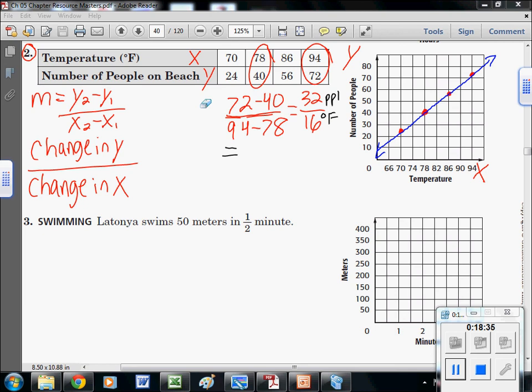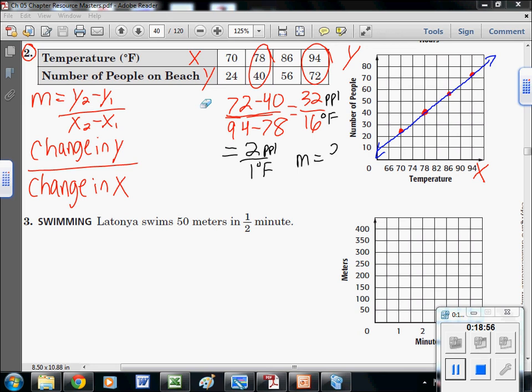So let's simplify that. 32 over 16 simplifies. 16 goes into both, so that turns into 2 over 1. So 2 people for every 1 degree Fahrenheit. So that's actually our rate. That's our constant rate of change we learned about last class. So when we talked about how to interpret it last class, it's the same thing now.